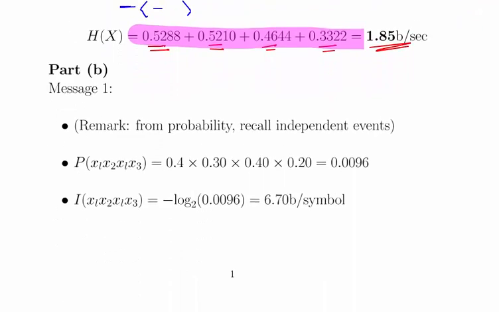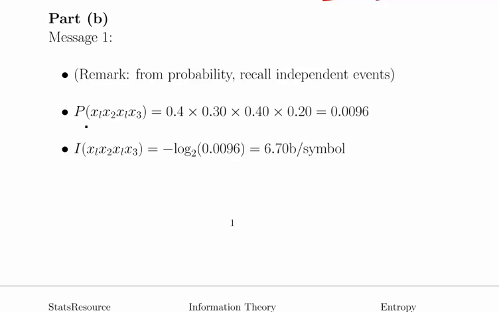Now, the first message. What we have to do here is fairly straightforward. Recall that these are independent events: x1, x2, x1, x3, they're all independent of each other. So the probability of this message is the product of each of the probabilities. That works out to be 0.0096. That's 0.4 times 0.3 times 0.4 times 0.2. The information of that is simply minus log to the base 2 of that overall probability. So minus log to the base 2 of 0.0096 works out to be 6.7.